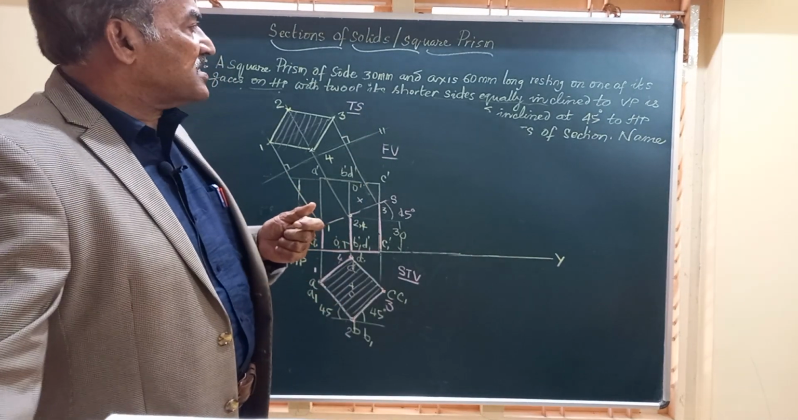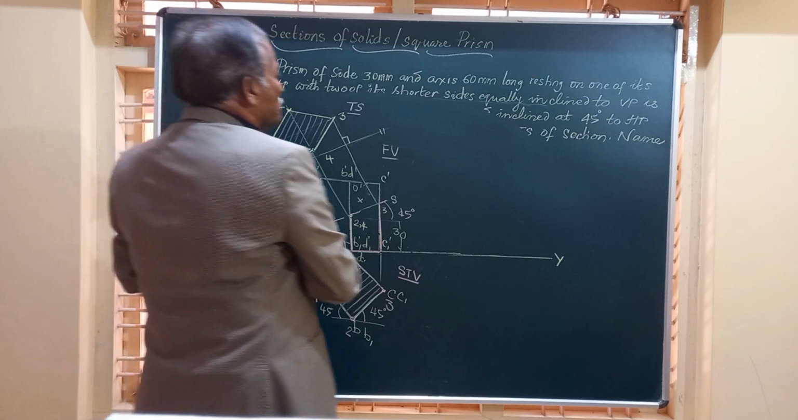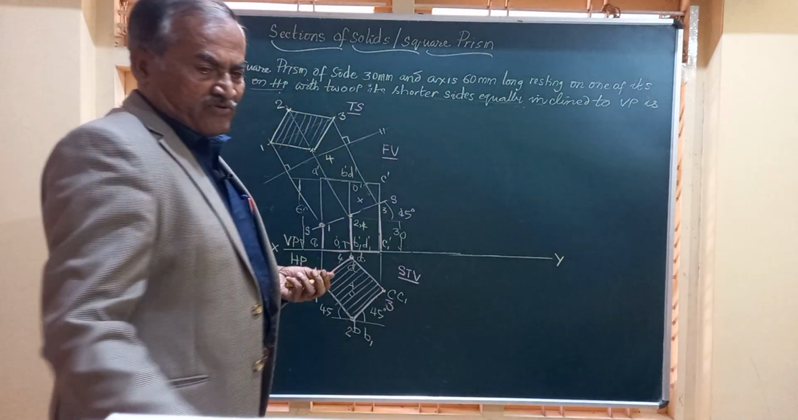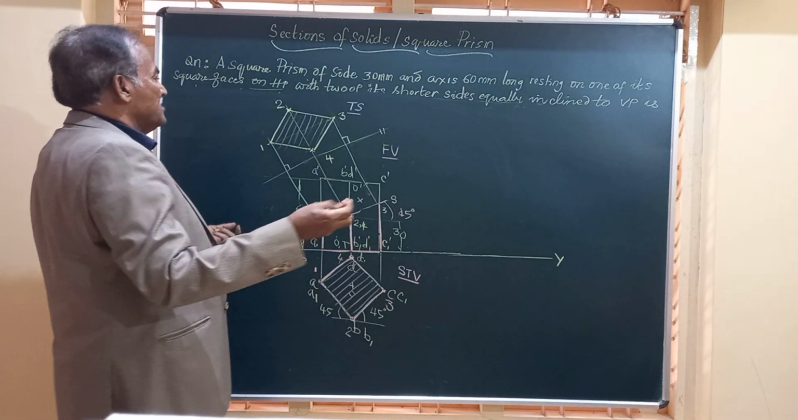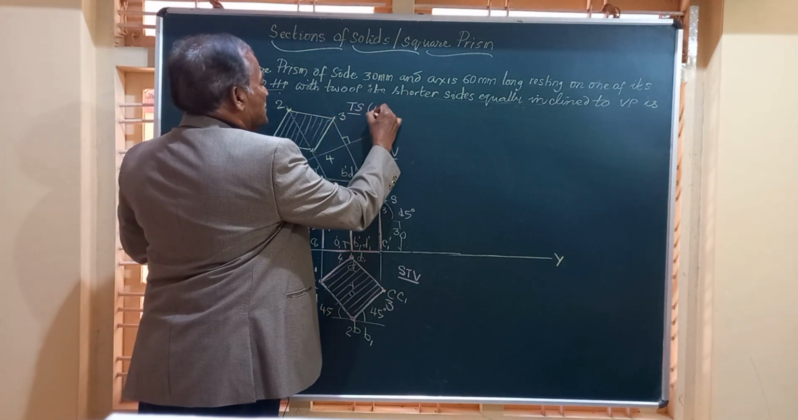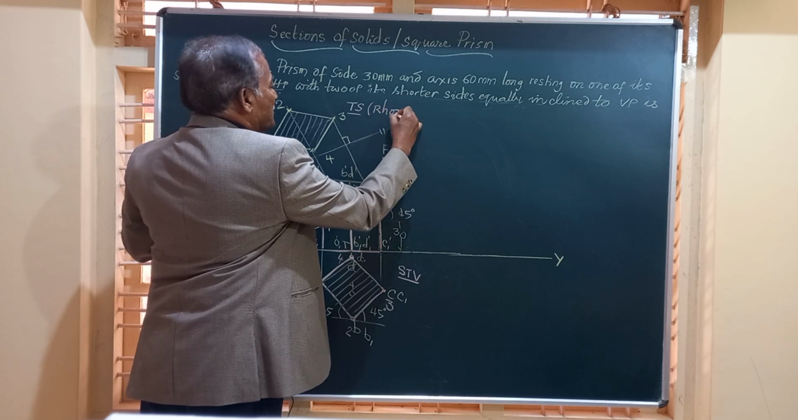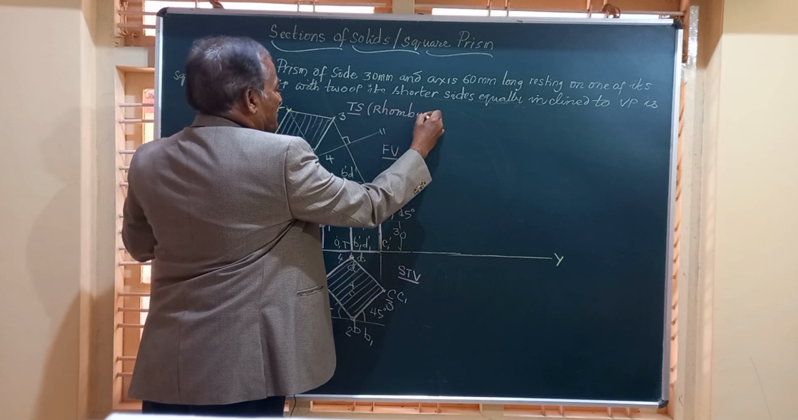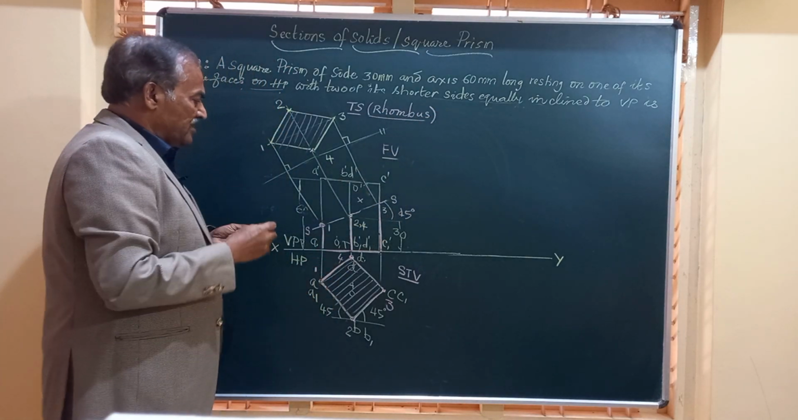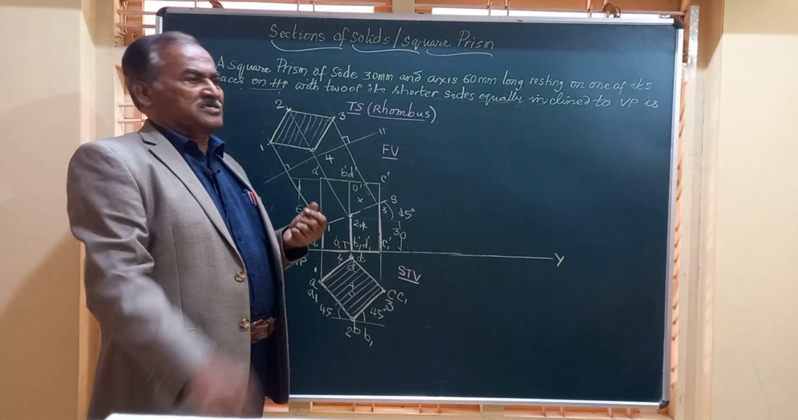And also they have asked in the question, name the true shape of the section. So what is the name of that figure? Very obviously, you're all engineers, you know it. This is a rhombus. The true shape of the figure is a rhombus. And friends, after that, you can notice some important things here.